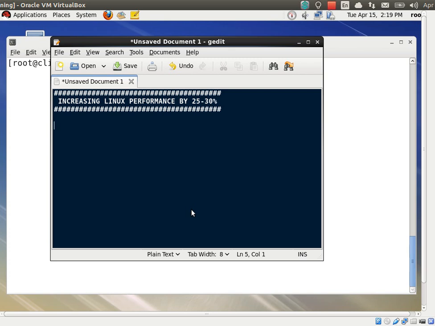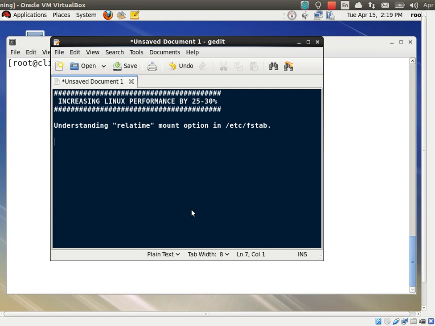So we first need to understand what exactly we are going to do and what will happen if we do not tune these features or these options, right? So first, remember one thing. The first thing that I'm going to explain is understanding the relatime mount option in fstab. You should understand this.